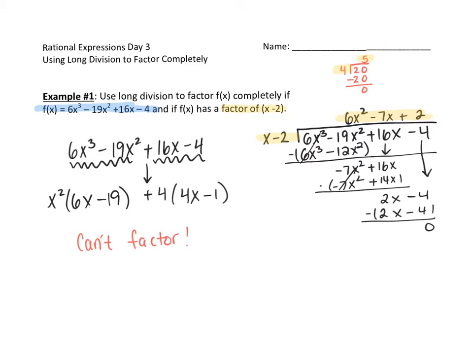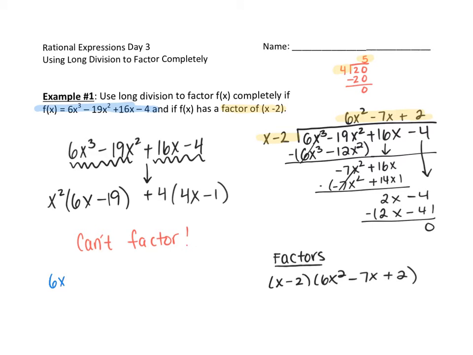The factors are going to be x minus 2 and 6x squared minus 7x plus 2. And if I want to factor completely, I need to check to see if I can factor this trinomial a little bit more. And this reminds me of AC because the leading coefficient is 1. So I'm going to go ahead and do that factoring over here.